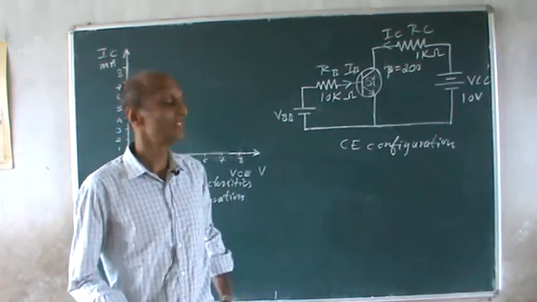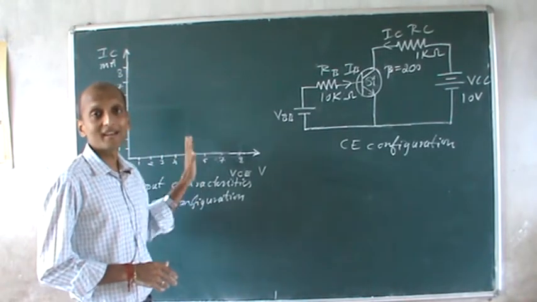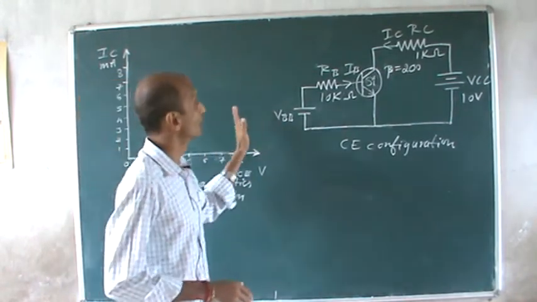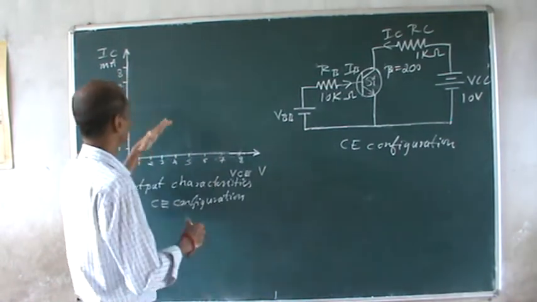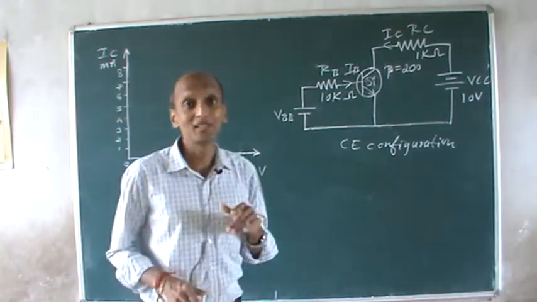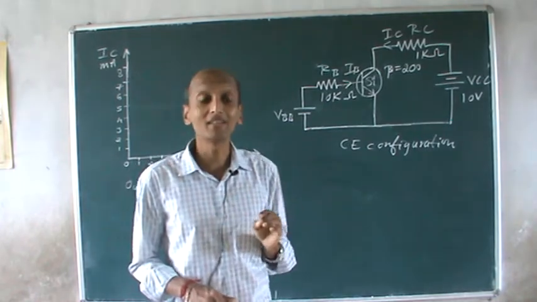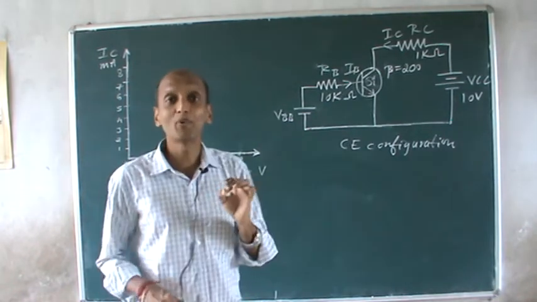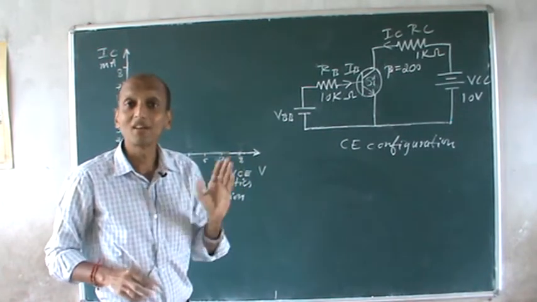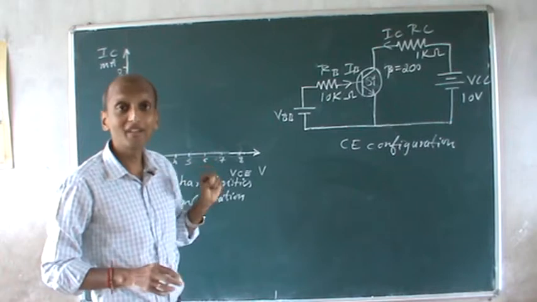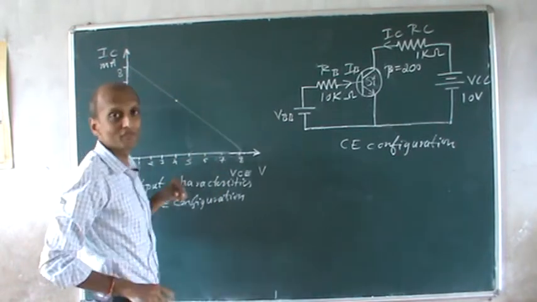In our previous class, we discussed the Q point, where the Q point will come in a characteristic graph. We have discussed so many things about the Q point, where it comes, and why it is important to make your transistor work as an amplifier. An important thing is that your Q point should be at the center of the load line. It should be at the center of the load line.